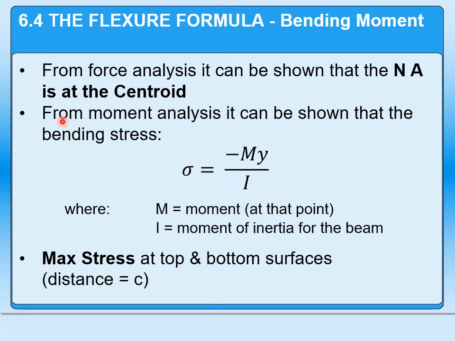It also can be shown that from the moment analysis, because keep in mind these moments have to cancel each other out, that the bending stress sigma is going to be equal to negative times the bending moment on the beam times y divided by I. So this is the moment at that point divided by the moment of inertia at that point. Also, we should note that the maximum stress is going to be at the top and bottom surfaces. This is going to be that distance c. So as we move further away, as y goes to c, our stress is going to go up until it hits its maximum at that surface.